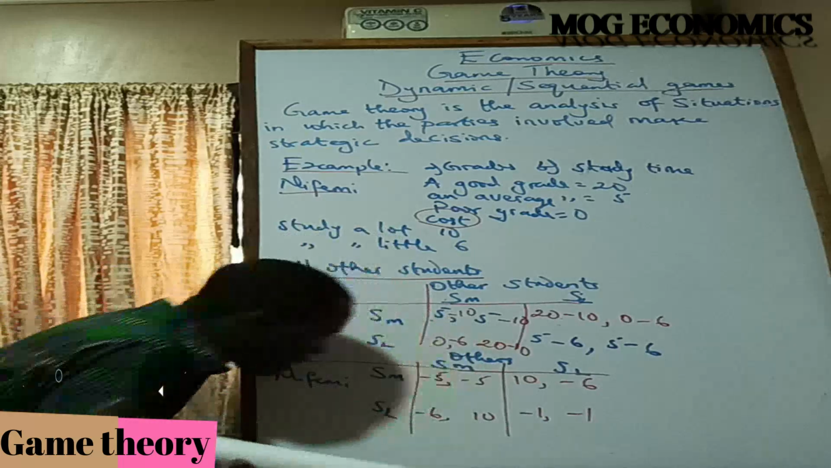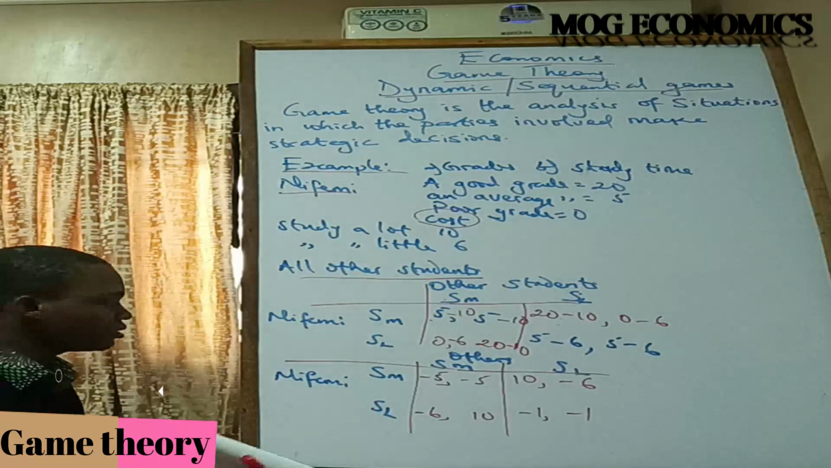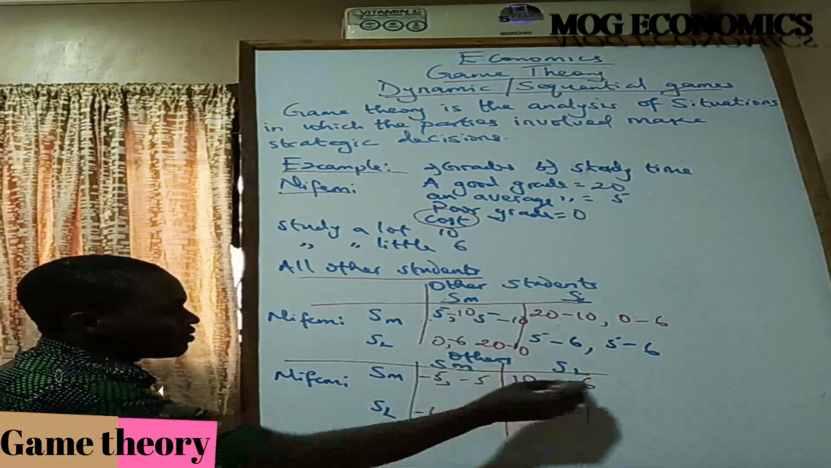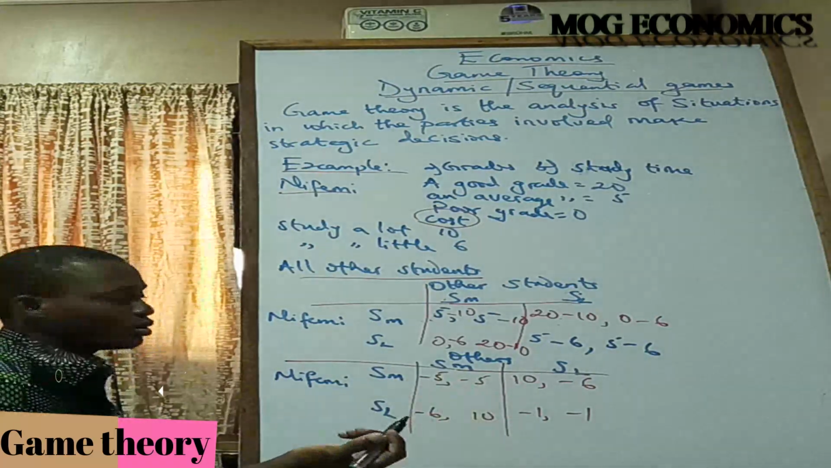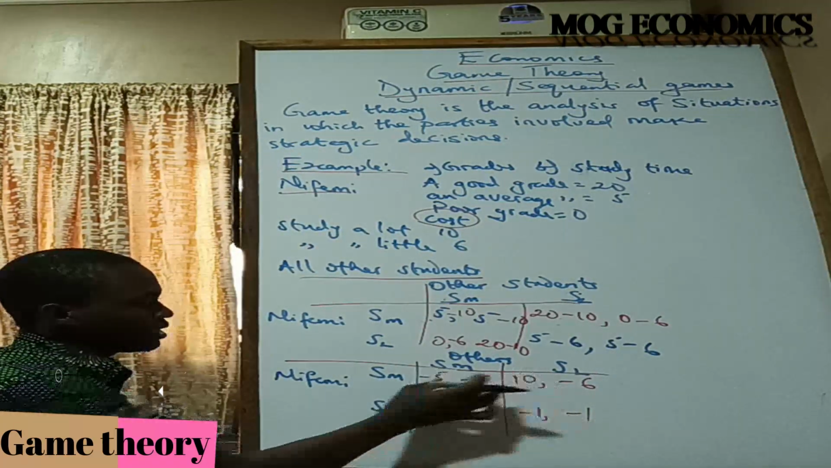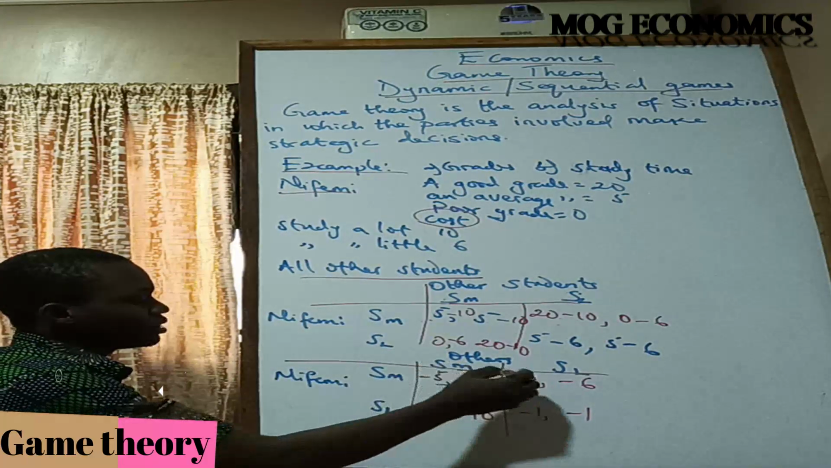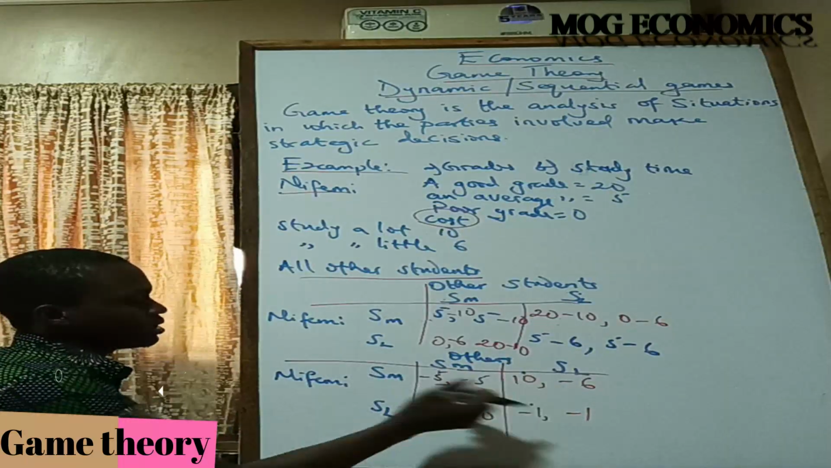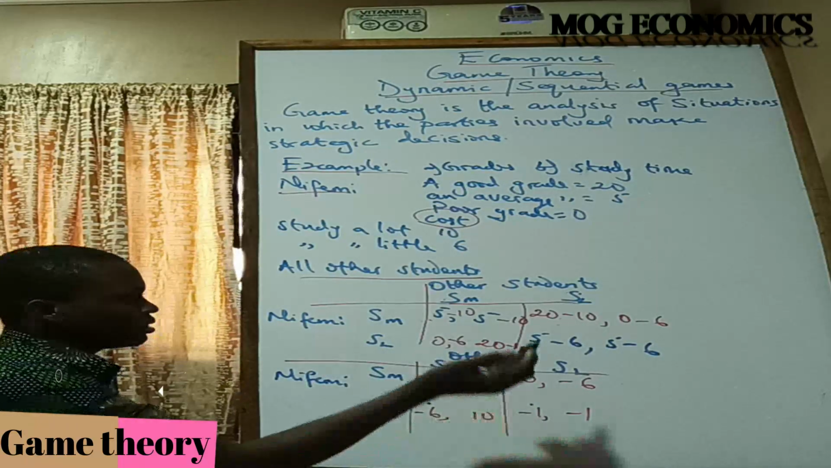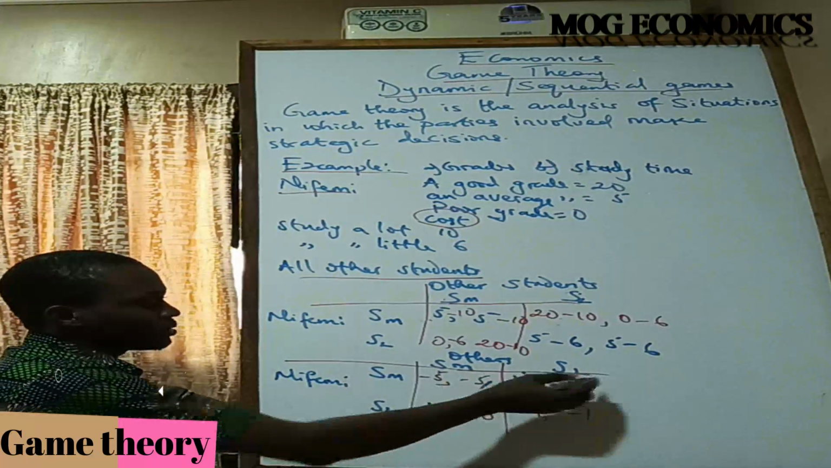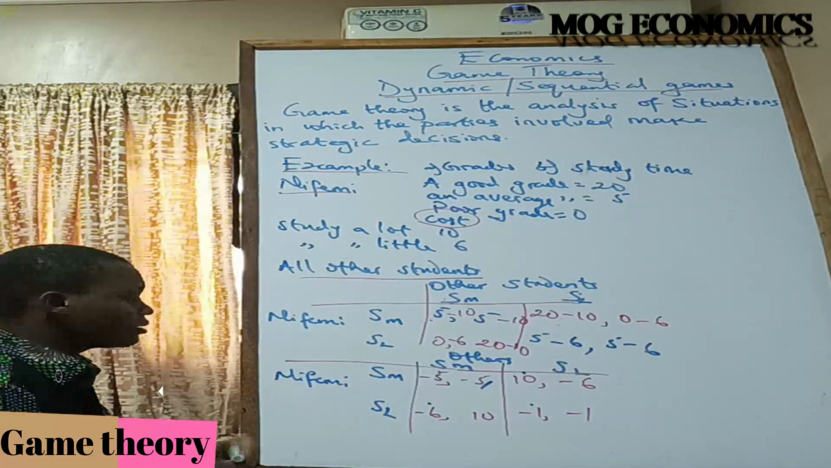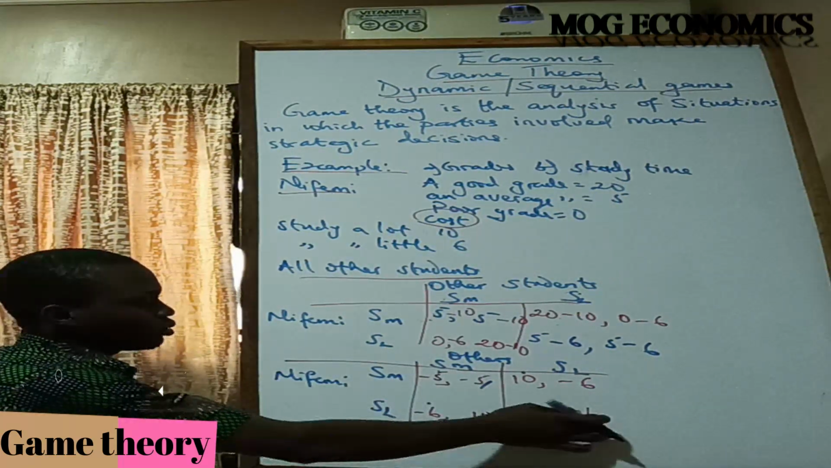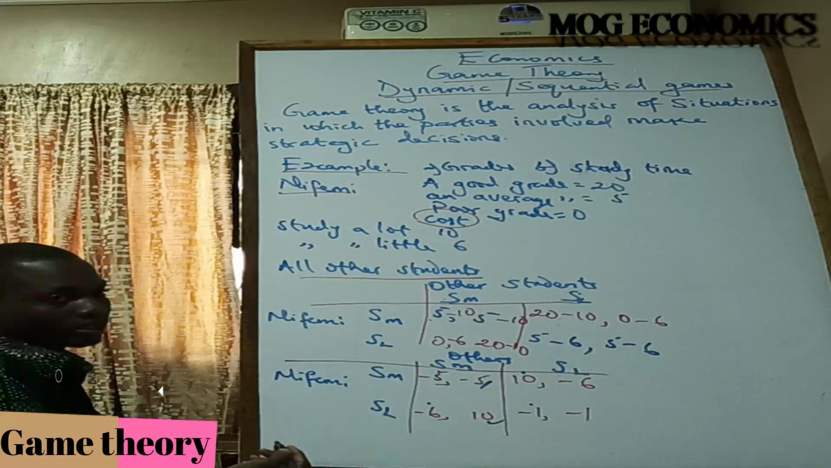So let's look at it. If Nifemi has chosen to study much, that is, he has chosen between minus 5 and 10, we are left with minus 5 and minus 6 for others. Remember the way we used to do it: place your hand on Nifemi. I've told you that the first one is for Nifemi. So if Nifemi has chosen to study much, just do as if minus 5 and 10 is not there. Which one will others prefer? They will prefer minus 5. Minus 5 is greater than minus 6. Then if Nifemi decides to study a little, minus 6 is out, minus 1 is out. So between 10 and minus 1, others will pick 10.